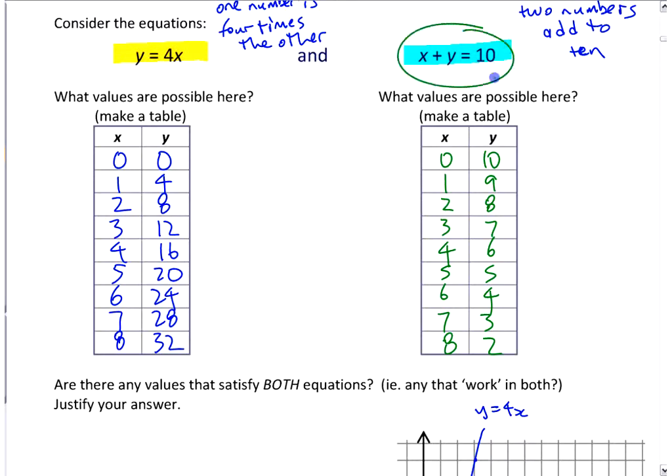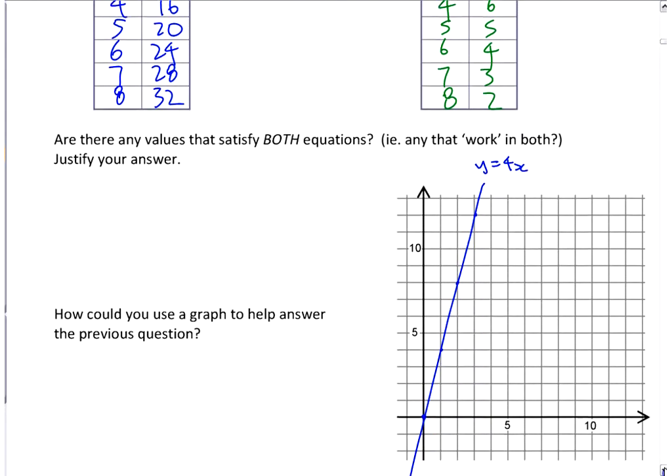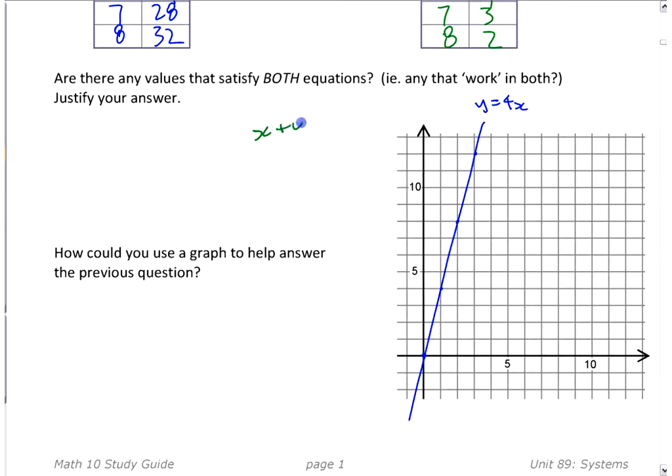If you're trying to graph this one, there's lots of different ways. If you have the table in front of you, you can just put the table down there. If you're trying to graph it without the table, the simplest way to graph x plus y is 10 is to just do the x and the y-intercept. If I want the y-intercept, I put 0 in for x. What does that give me? Y is 10. If I want the x-intercept, I put in 0 for y, and you get x is 10.